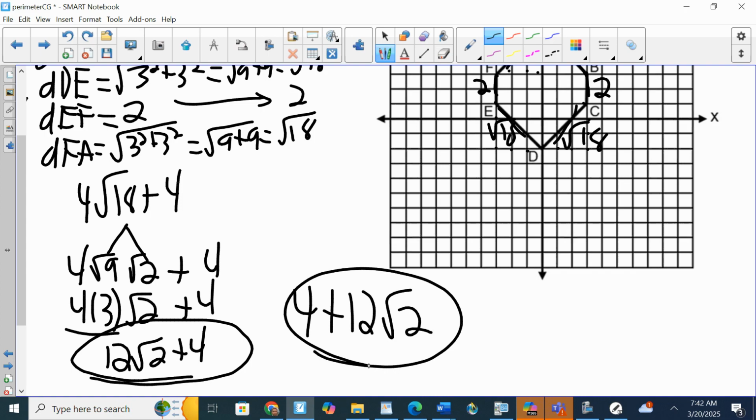You do have to reduce the radical if you can reduce the radical. If you type this into the calculator and got a decimal, you're not going to get full credit. You have to be able to reduce radicals, which again is a skill that you learned in Algebra 1, and we brushed up on it in geometry.